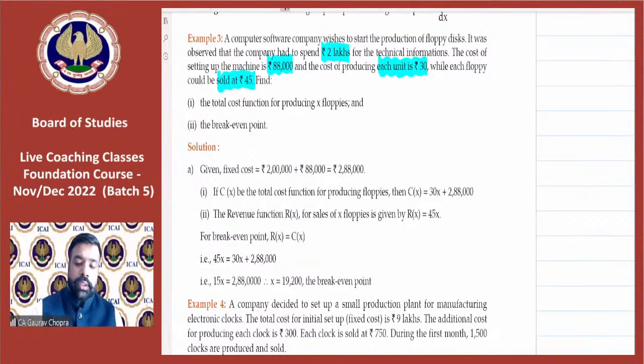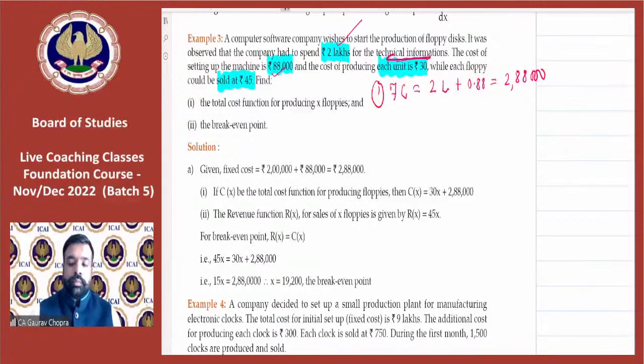So one thing was company requires technical information for 2 lakh and machine 88,000. So these two are fixed, whether we produce less units or more units, but these are required. So these two are the part of fixed cost. The first thing is fixed cost. So it becomes 2 lakh plus 88,000. So it becomes 2 lakh 88,000.